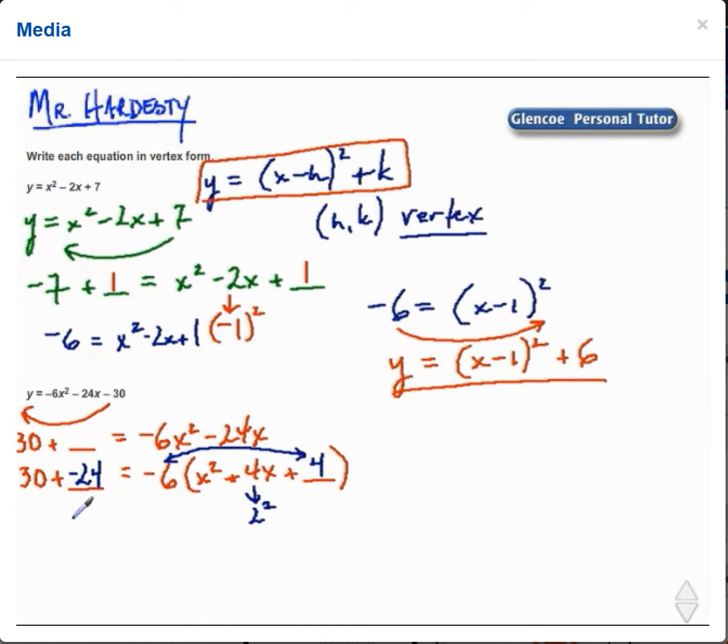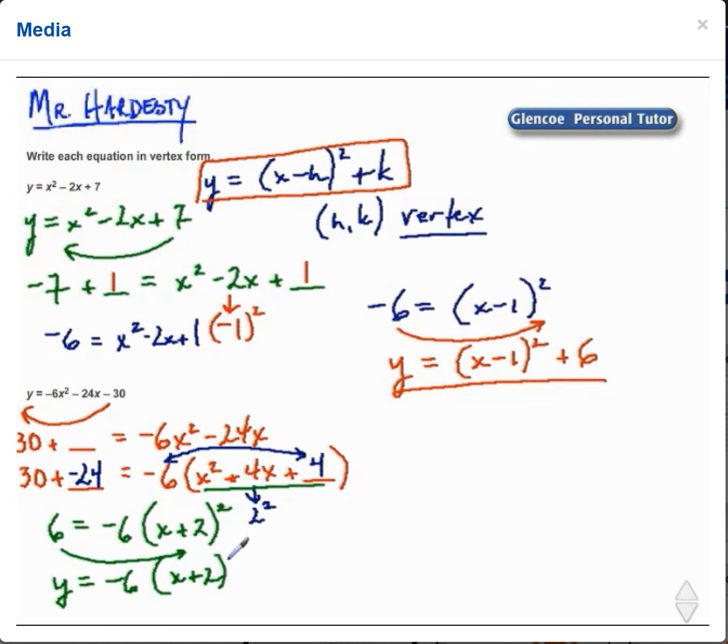Now we'll simplify. Positive 6, when we combine those integers, equals negative 6 times, and here's that trinomial, which as a perfect square we can express as x plus 2 times x plus 2, which is x plus 2 squared. Subtract 6, and y equals negative 6 times the quantity x plus 2 squared minus 6, and this quadratic has now been expressed in vertex form.